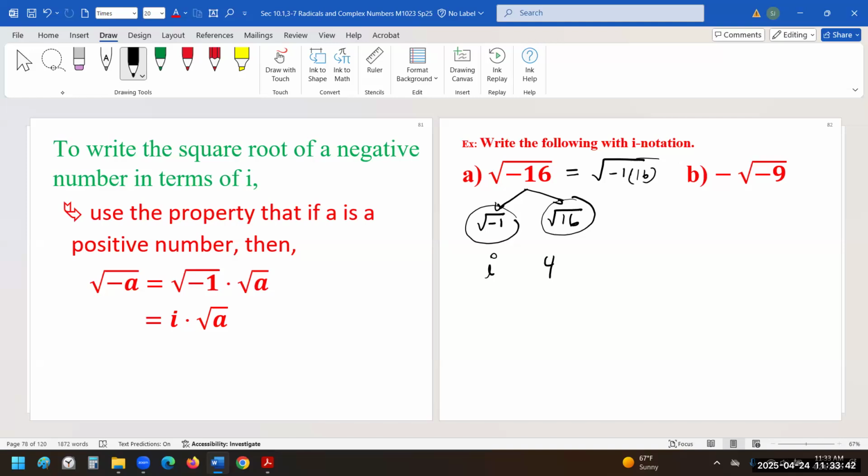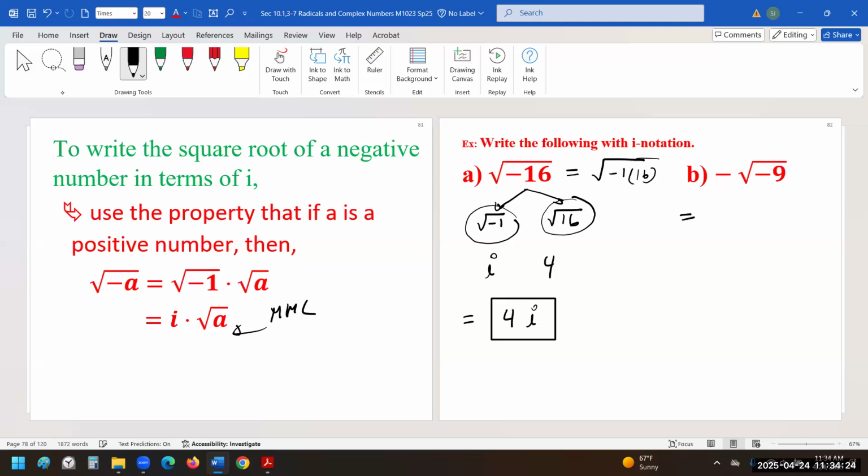And when you have a whole number, we're supposed to write the whole number first and then the imaginary number. But when you have a radical number, write the i first and then the radical number. Actually, the position of the i doesn't matter, but my math lab prefers, if you have a radical, put the i first and then the radical. But for a whole number, write the whole number first and then the i. Any questions so far?